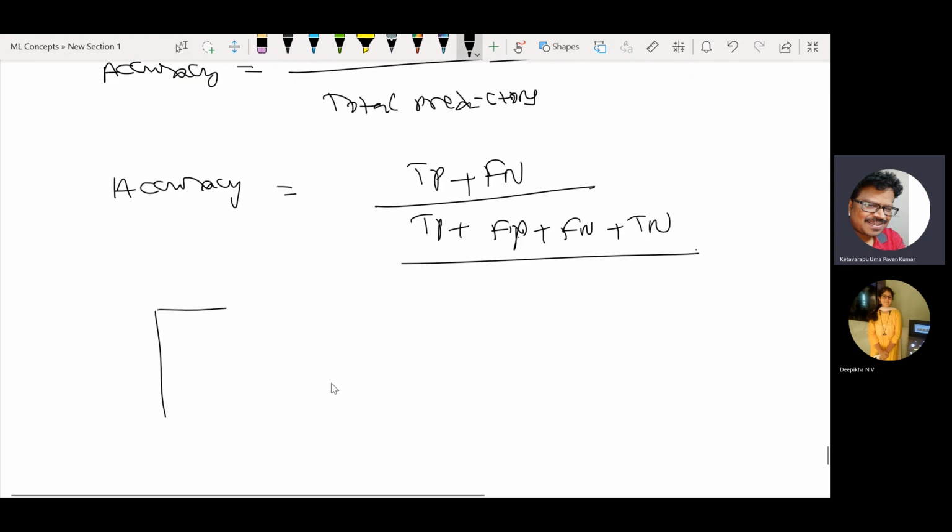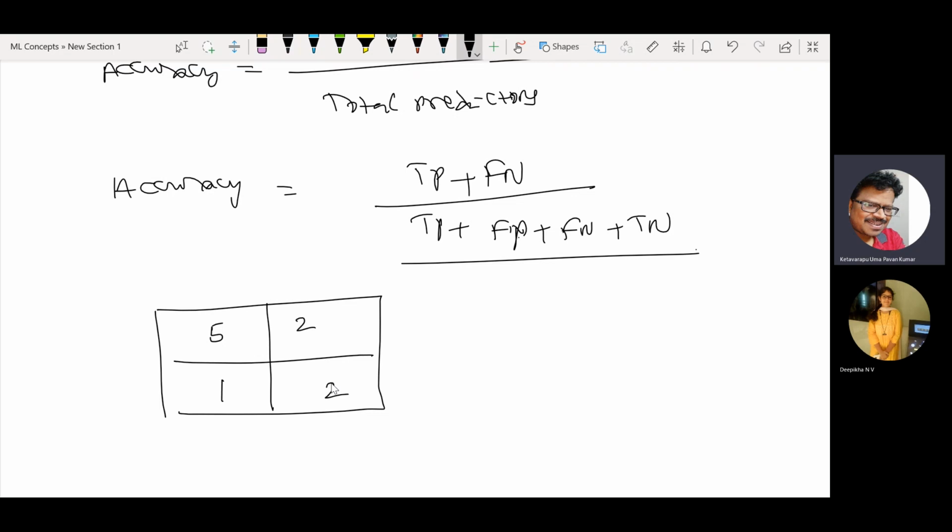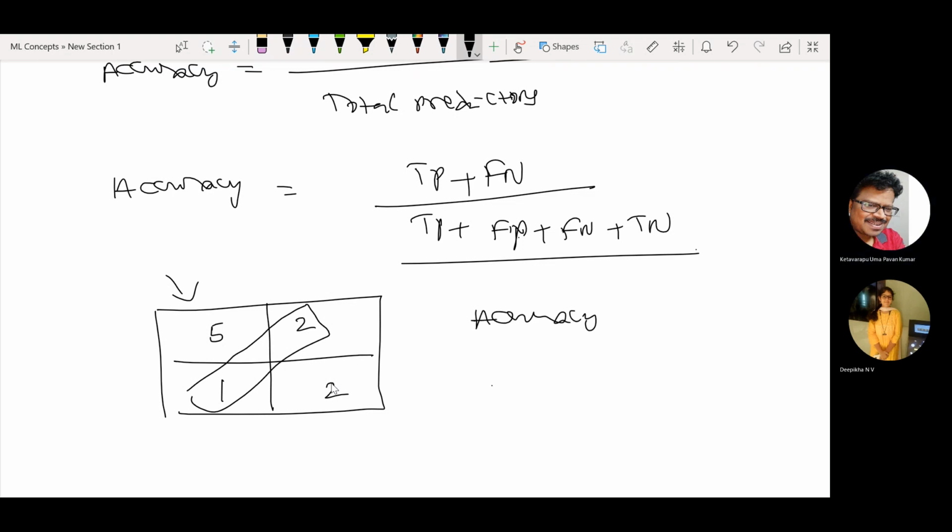Now let me give you an example of the confusion matrix: 5, 2, and then 1 and 2. Okay, guys, now how do I take this particular thing? This should be less, and this should be more. Now, let me substitute these values in the accuracy.